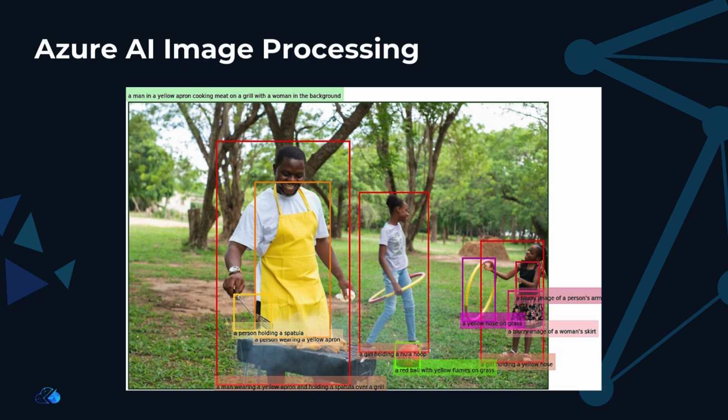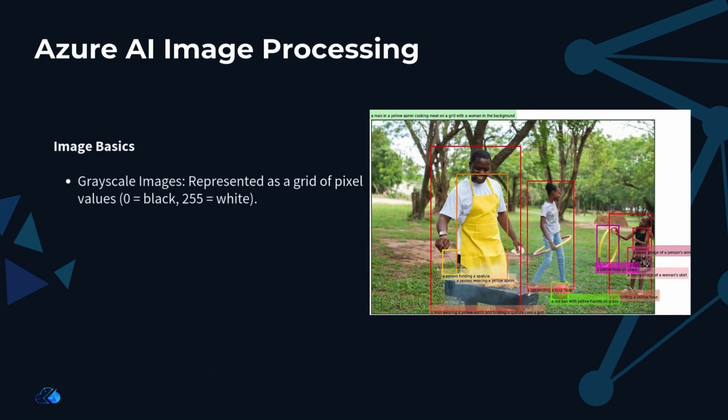visual representations. A grayscale image is made up of an array of pixel values ranging from 0, which is black, to 255, which is white. Think of this array as a grid, where each value represents the brightness of a specific pixel.